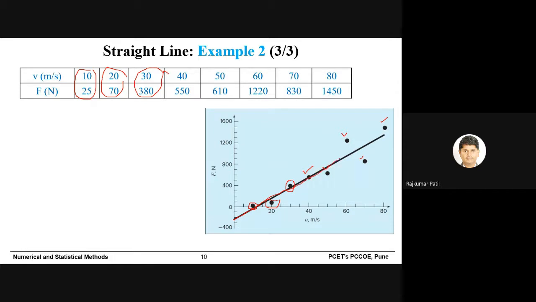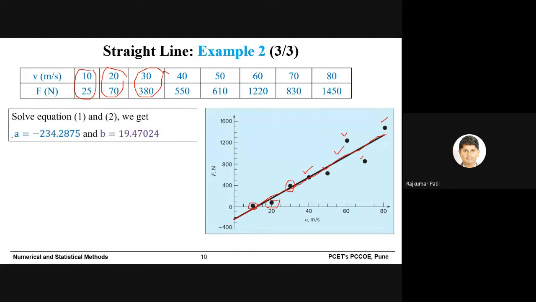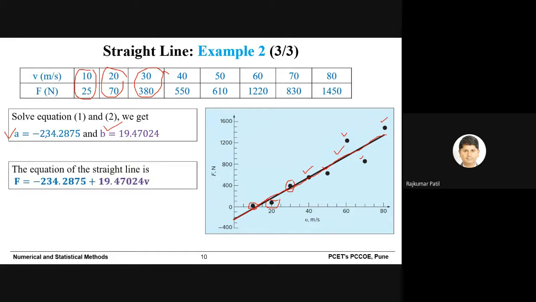So when you plot that equation on the graph paper, you will get this particular straight line. And when you get the straight line, it means ultimately we calculated the unknowns, a and b. This is a and this is b, you can see. And the interesting thing here is that this intercept a is minus 234.2875, and that point you will observe here.